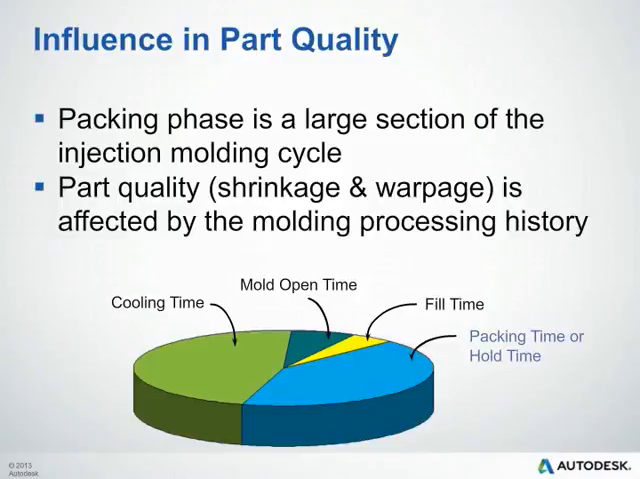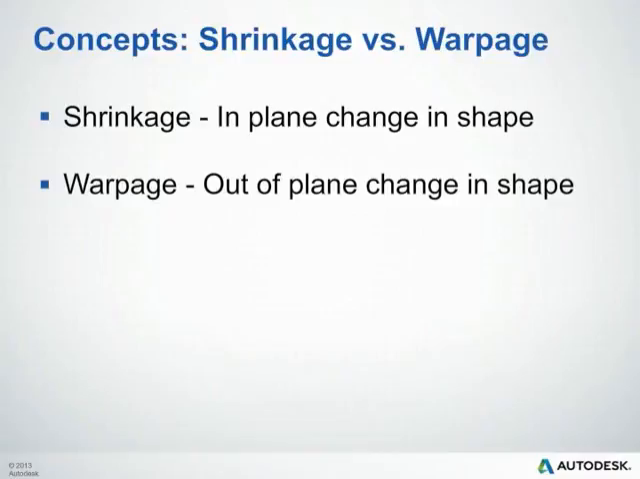The packing phase is a large section of the injection molding cycle, as you can see from the image below. Part quality, and when we say that we mean shrinkage and warpage, is affected by the molding process history. So before we go any further, we should first clarify two key concepts by defining shrinkage and warpage. Shrinkage is simply defined as an in-plane change in shape, whereas warpage is an out-of-plane change in shape.